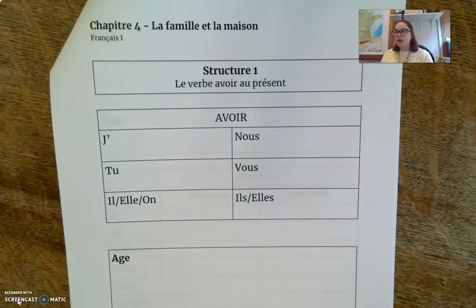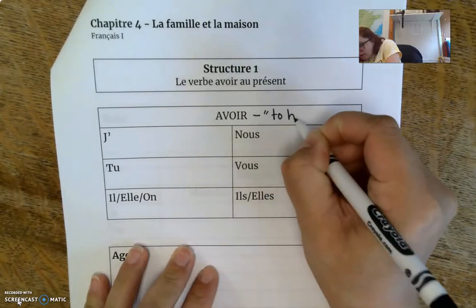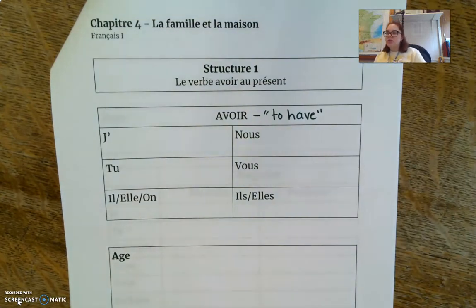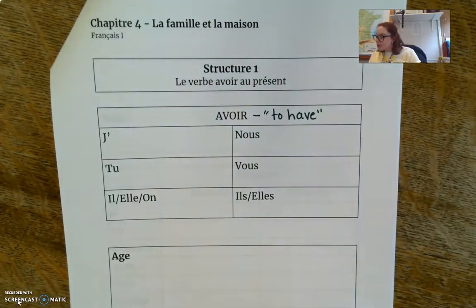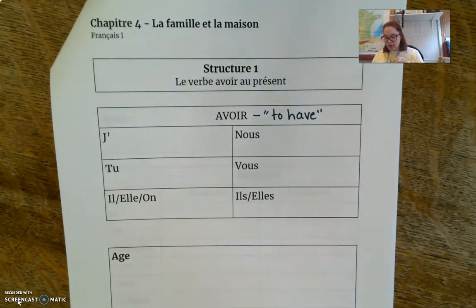So here we're going to start our guided notes on the verb avoir. And we remember the verb avoir means to have, which I'm going to write here. Means to have. So this is going to show possession, so things that belong to you, like we had outlined in the slideshow. So let's start by filling in those conjugations and then talking about their pronunciation.